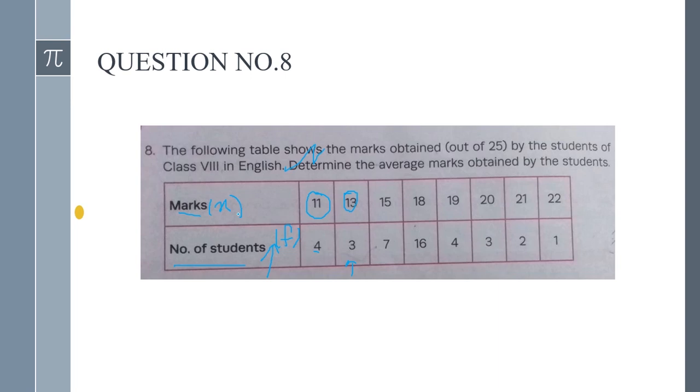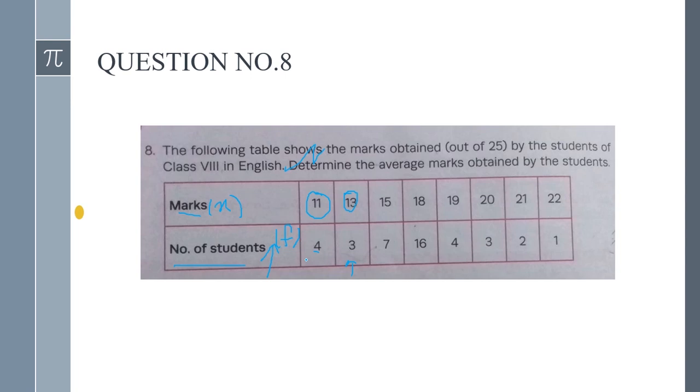We have 11, 13, 15, 18, 19, 20, 21 and 22 as a data set. And each data set contains data points. So these are the data points. So we represented these data points as x as a whole. Individually when we write it as x1 equal to 11, x2 equal to 13. But as a whole I mention it as x. So marks is x, which are data points, and number of students represent the frequency.